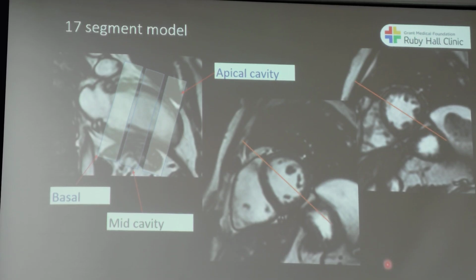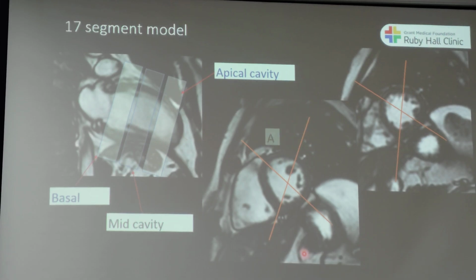You draw the line from the RV insertion point. So this is the RV. This is the superior RV insertion point. This is the inferior RV insertion point. You just draw two imaginary lines from there, and then you will divide this entire LV into 4 walls.